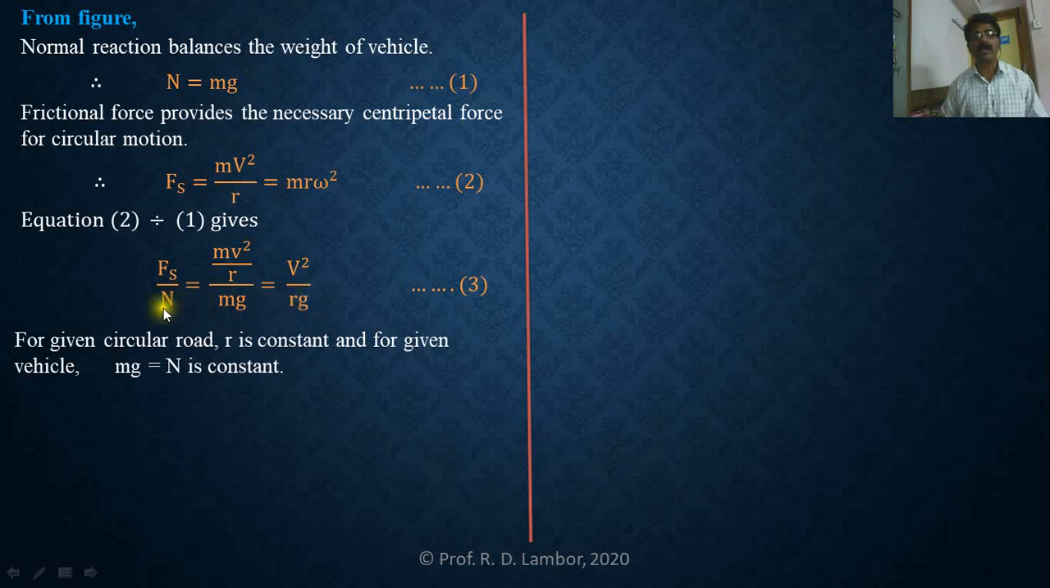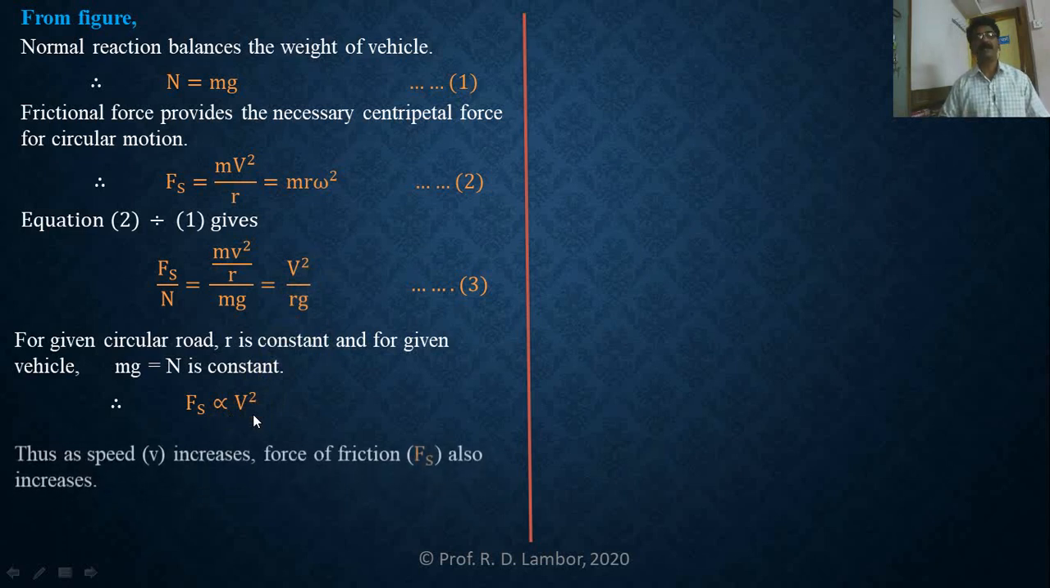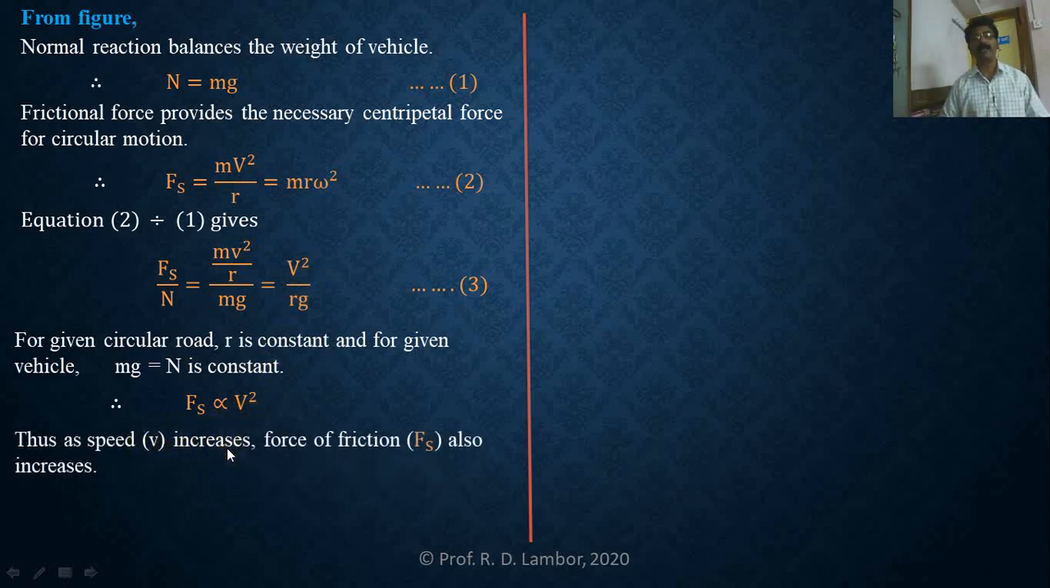Denominator terms are constant. That's why you will get the correct relation between the frictional force and the square of the speed of the vehicle. What is that relation? You can see frictional force is directly proportional to the square of the speed of the vehicle. It means that as the speed of the vehicle increases, the force of friction also increases.